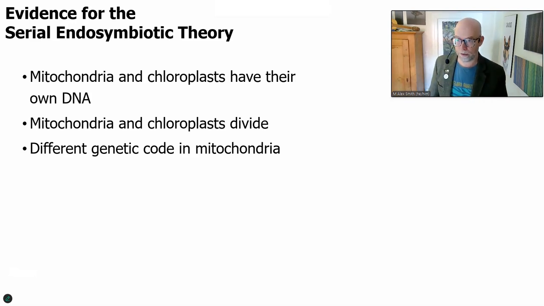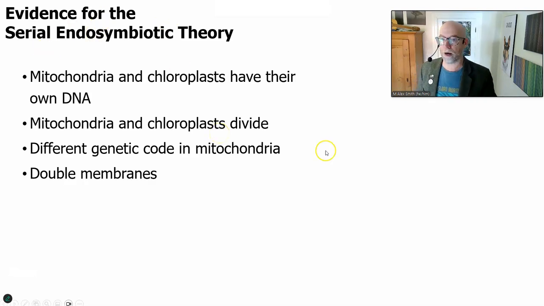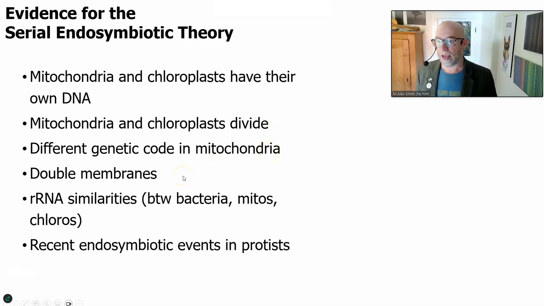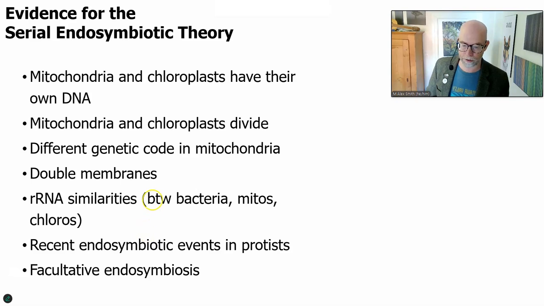This is added to by the fact that the mitochondria has a different genetic code. There are double membranes surrounding these. There's also RNA similarities between extant bacteria and mitochondrial DNA and chloroplasts of extant eukaryotes. And we've seen recent endosymbiotic events in protists. So we can model some just-so stories, these partial digestions and maintenance, kind of interruptions of digestion and then maintenance. So facultative endosymbionts.